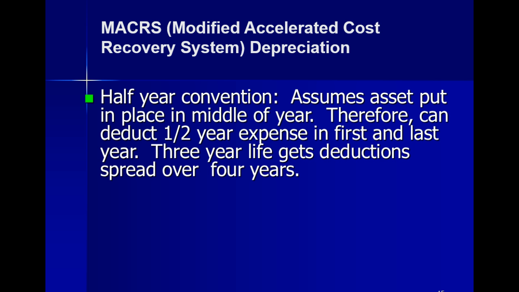Okay, so we know that if we have a new project, we have to use the modified accelerated cost recovery system that we learned earlier in this class for depreciation. So anytime we buy an asset, we're going to depreciate it as part of the cash flow. We're going to depreciate the asset according to IRS regulations using this accelerated schedule, because the amount of money that we can depreciate equals a tax savings.